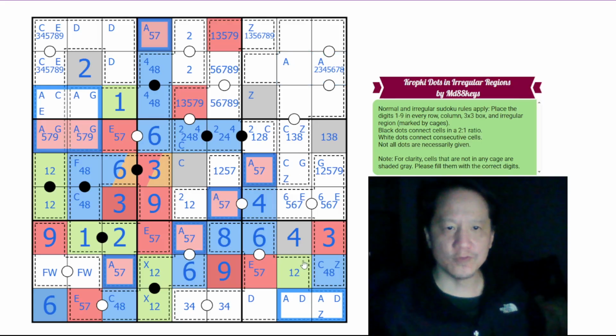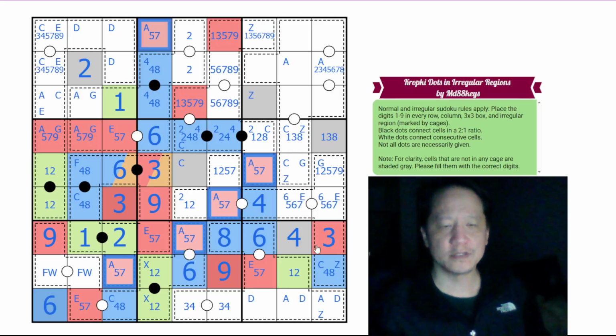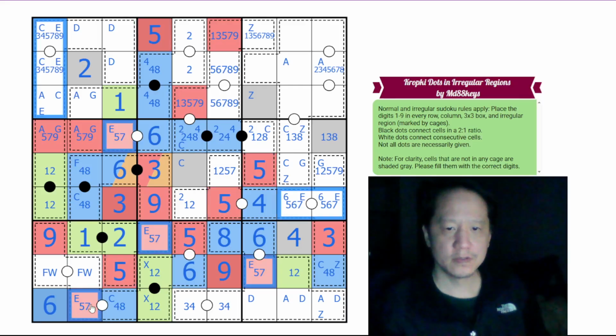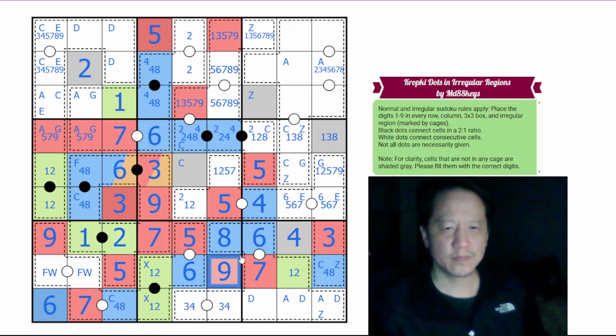We can remove these and these and these. So A has to be 5. E has to be 7. We can remove that and that. So then E is 7. That means this is a 3, 4 pair. This can't be 7 anymore. It's 5 or 9. This 9 eliminates 9 here, so this is 5, which makes this 9.